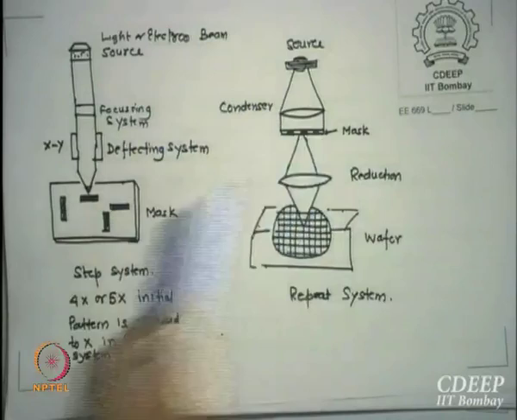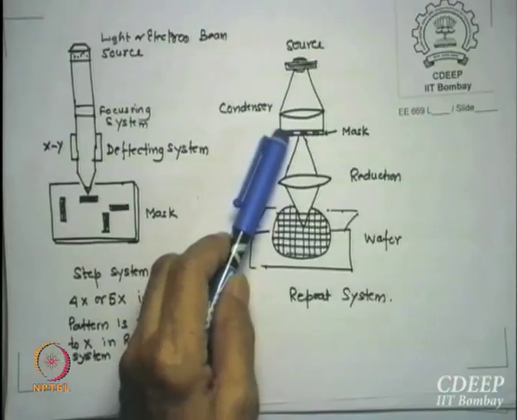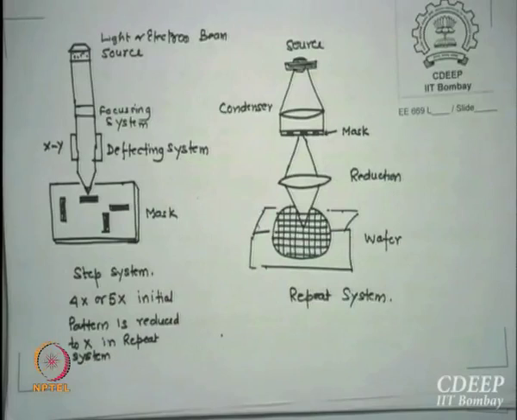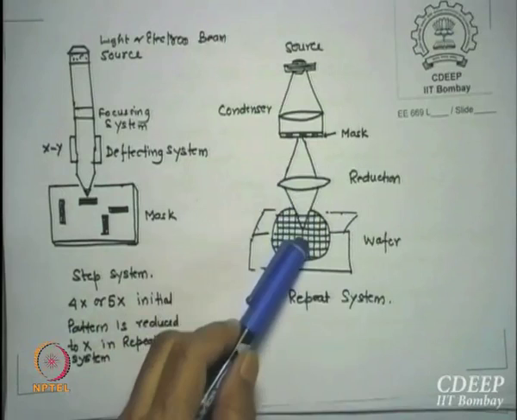A typical system which we may use for repeat: you have a source and you have created a mask which is set here. There is a condenser lens. Light, for example, shines through this, or an electrostatic lens, whatever it is. Wherever these dark portions are, light doesn't pass. Wherever there are clear portions, light passes through. Then there is a reduction lens system which reduces to 1x dimensions and exposes on the wafer.